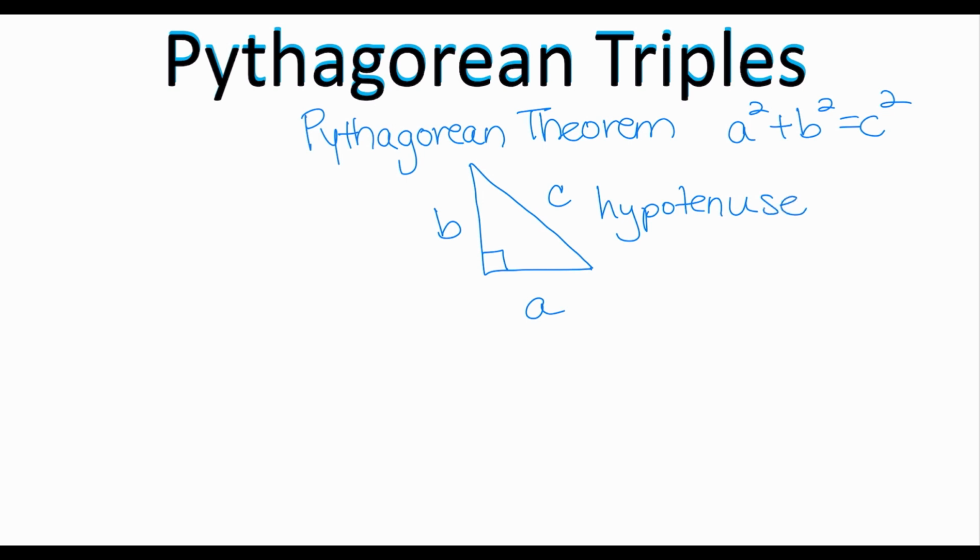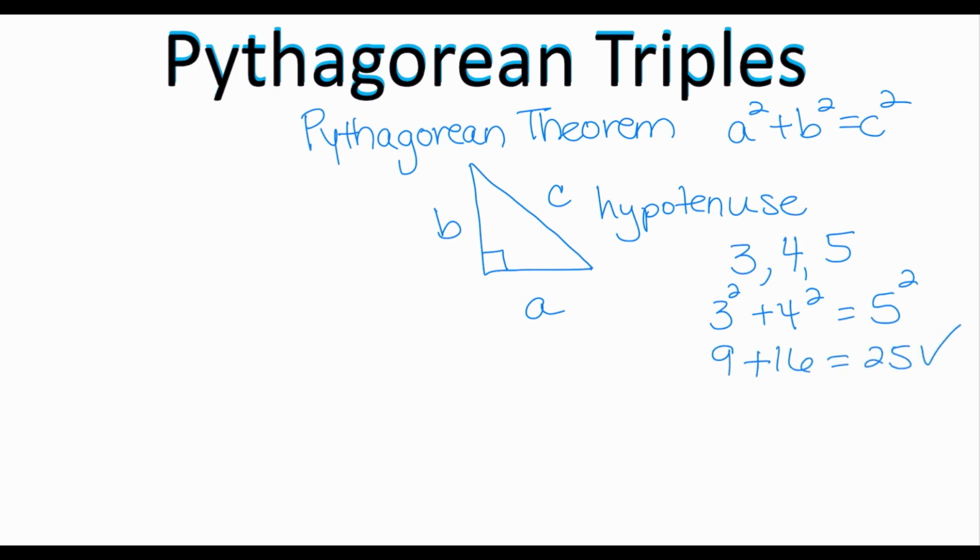A Pythagorean triple is simply measurements that fit into the Pythagorean theorem. The most common Pythagorean triple is 3, 4, 5, meaning that 3 squared plus 4 squared is equal to 5 squared. Okay, so if my two sides of a right triangle are 3 and 4, I automatically know my hypotenuse is going to be 5. So this is because 9 plus 16 does in fact equal 25.